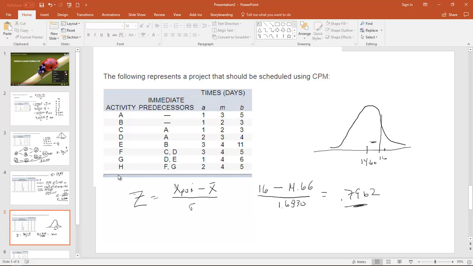Okay, that's the z-score. Keep this straight. We're 0.7962 standard deviations above the midpoint. That's what that equation tells us.